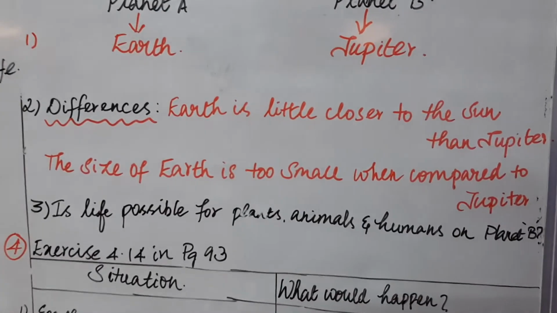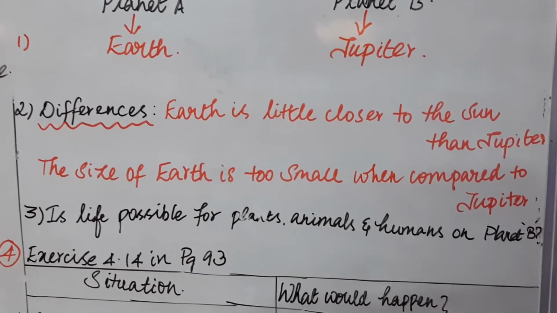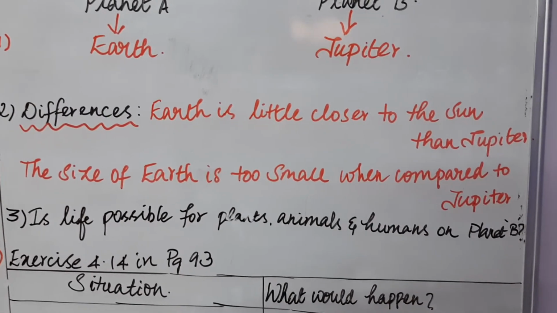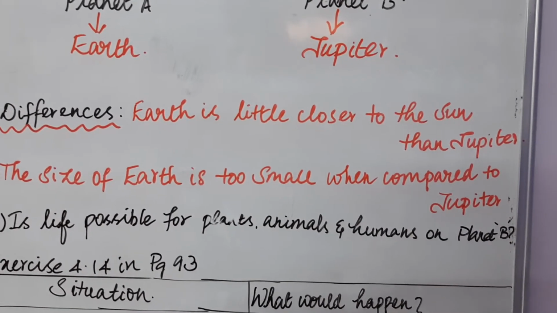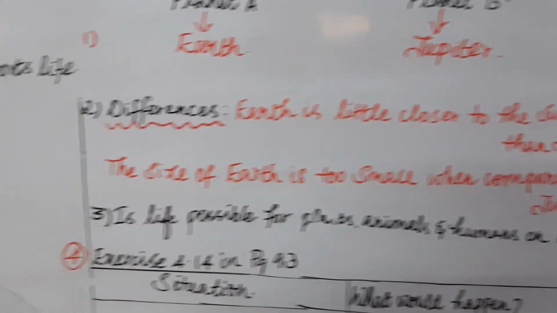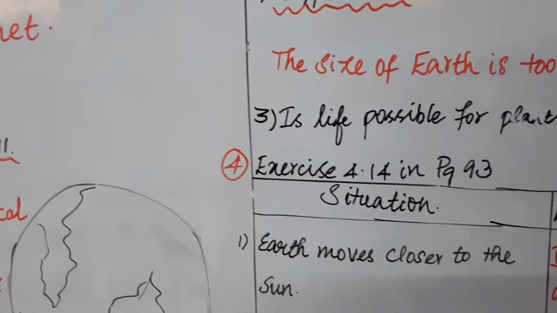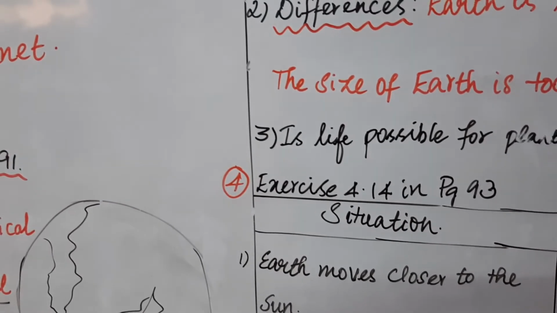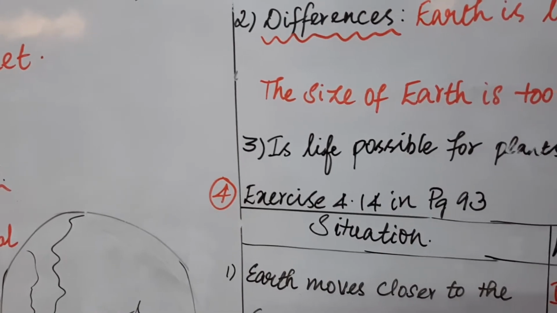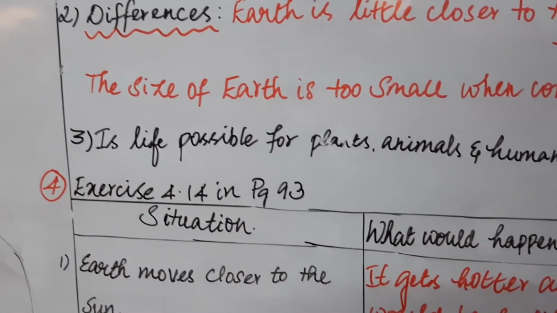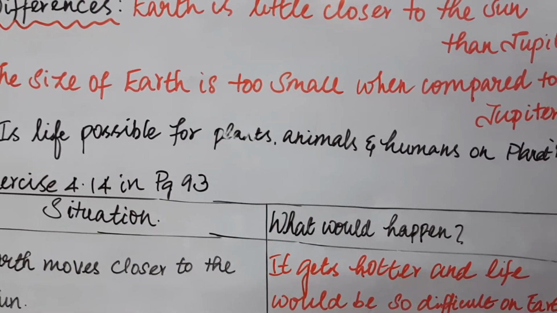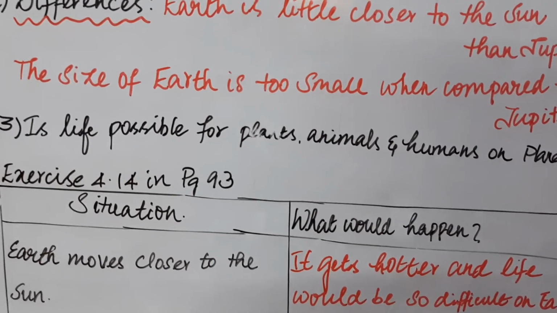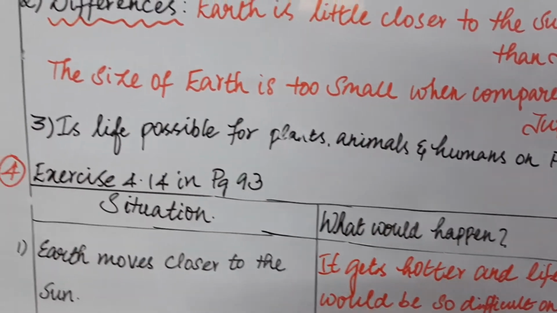Finally, we have a very interesting activity, 4.14 on page number 93. You are given 4 situations, and based on them, you have been asked to write what would happen next. Let me go through the situations first. What happens when Earth moves closer to the sun? Already we experience a lot of heat during the summer. We will get even hotter, right? So it gets hotter and life would be so difficult on Earth. That will happen next if it happens.